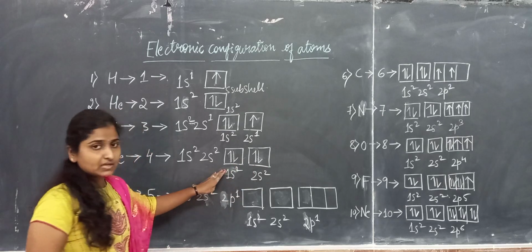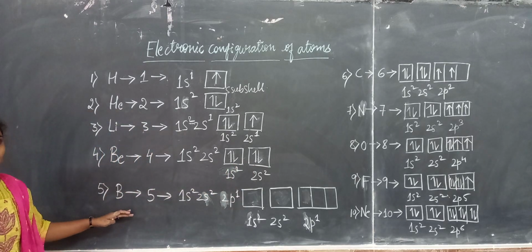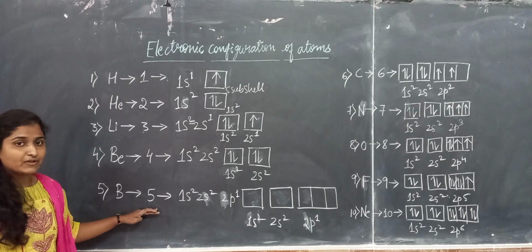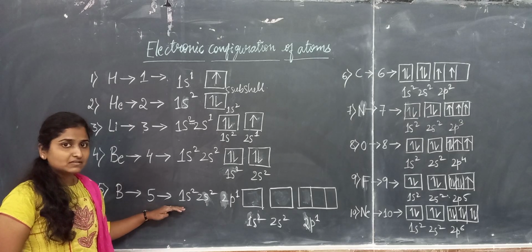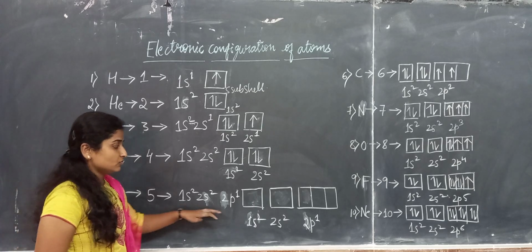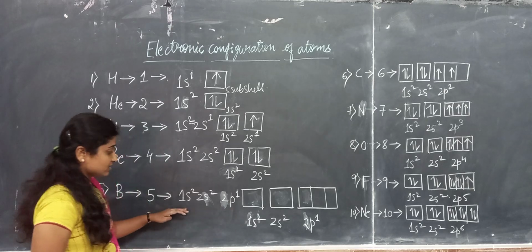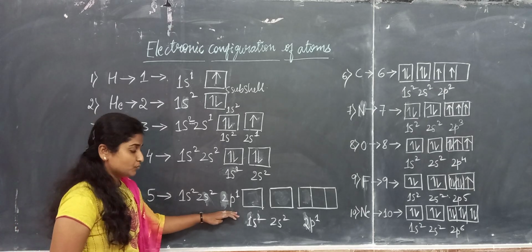So this is the orbital diagram for beryllium atom. Next we have boron. Boron has atomic number 5, and for the 5 electrons we write the electronic configuration as 1s2, 2s2, 2p1.